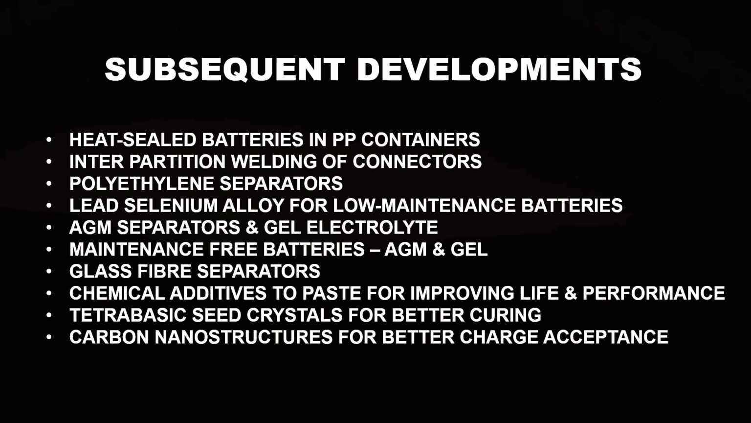The sealed maintenance-free batteries, which used lead calcium alloys, required separators that could hold the electrolyte. AGM separators were introduced. AGM means absorptive glass mat. The electrolyte is trapped in these AGM separators, which are like a sponge. This development enabled the battery to be kept in any orientation with no electrolyte flowing out.